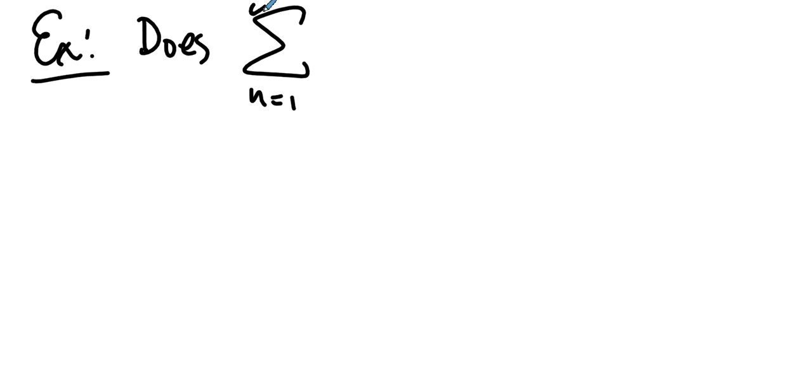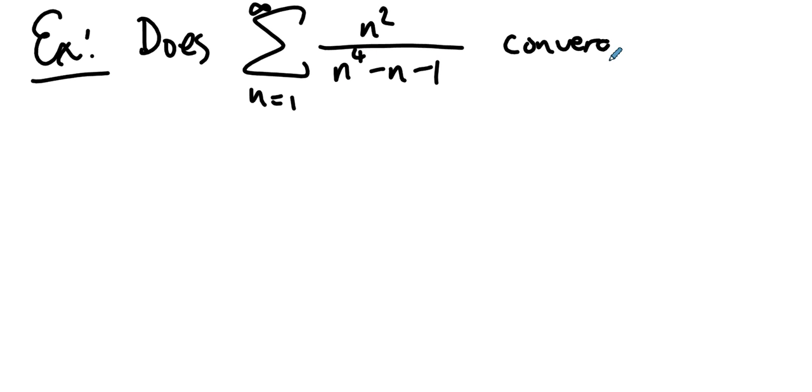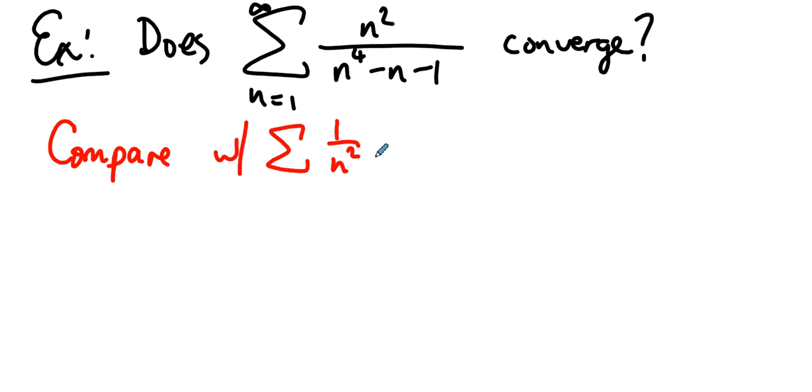So, for example, does the sum from 1 to infinity of n squared over n to the fourth minus n minus 1 converge? So how do we do this? Well, we take our thumb and we kind of cover up everything but the highest power. And we say, what's this? This is 1 over n squared. And so we pretend that this series is 1 over n squared. We will compare with the sum of the 1 over n squareds.